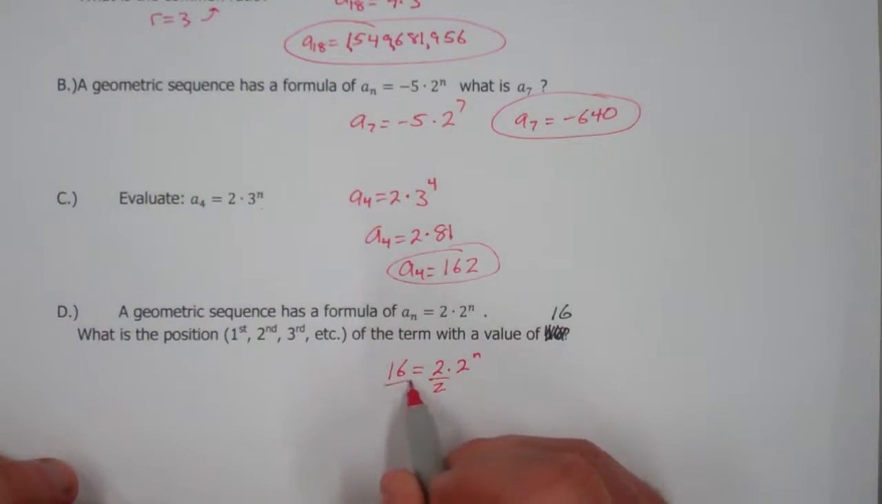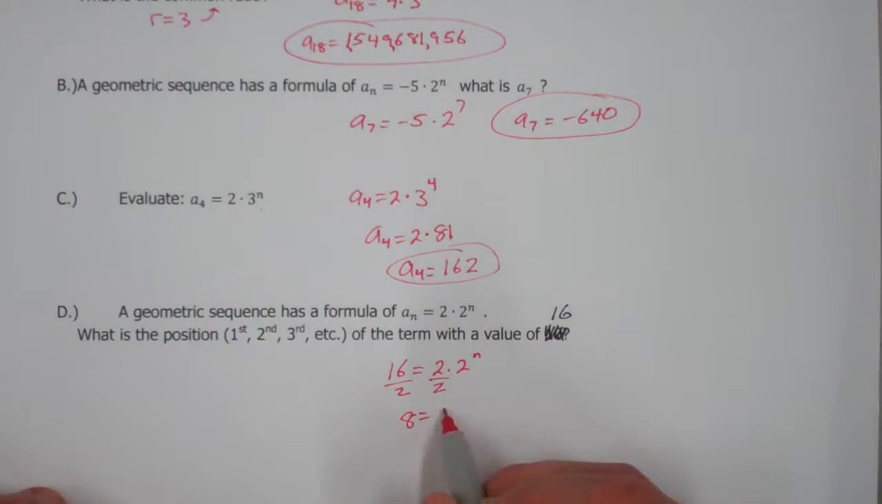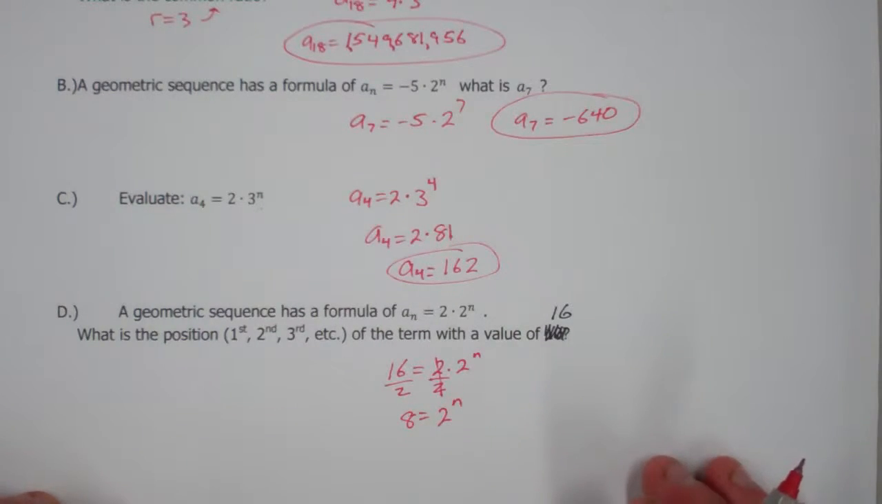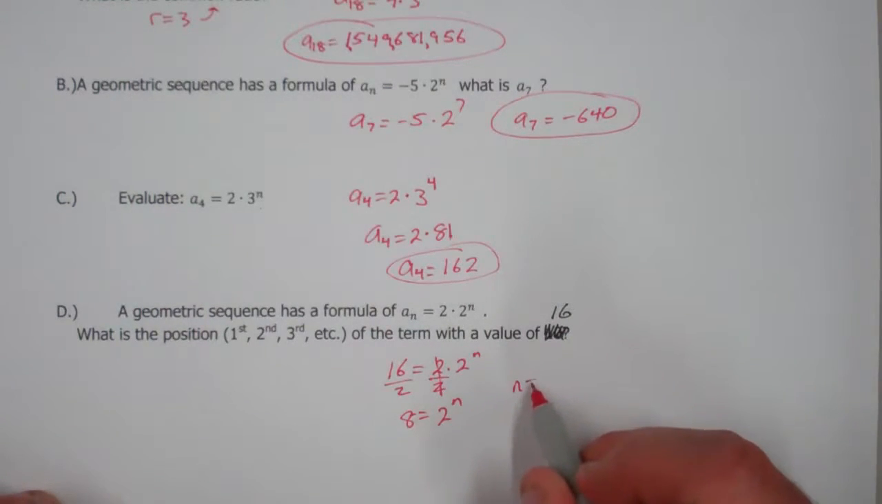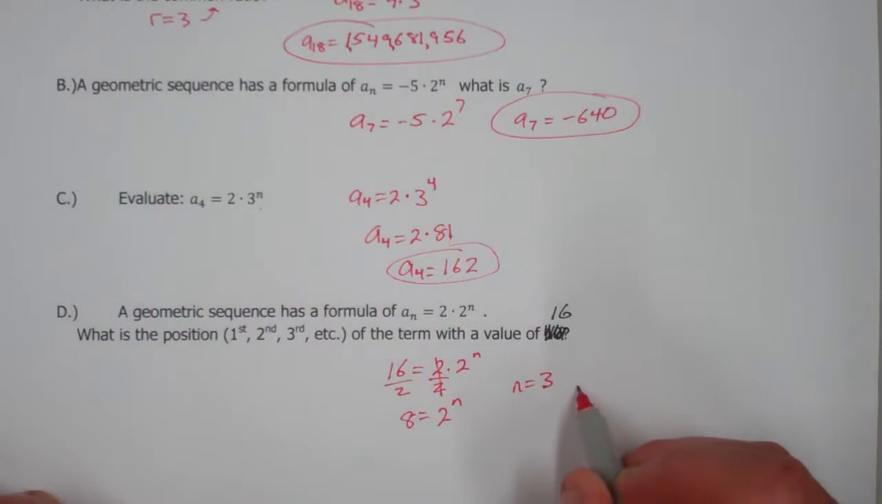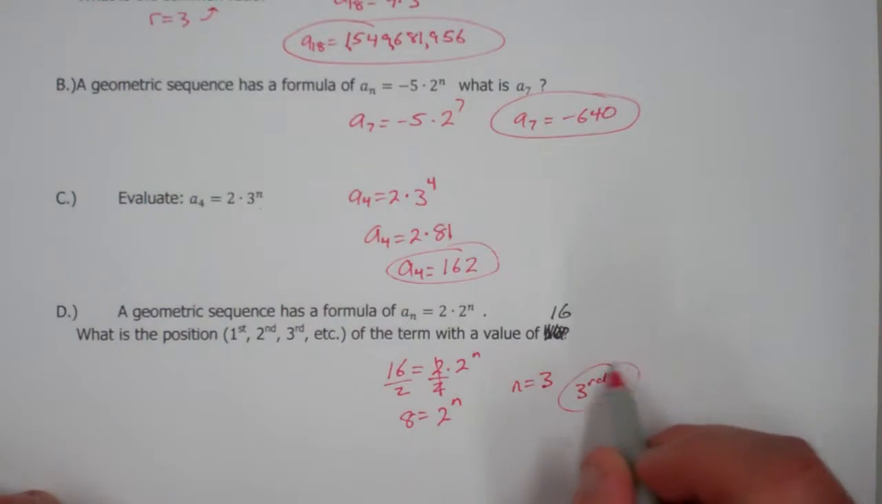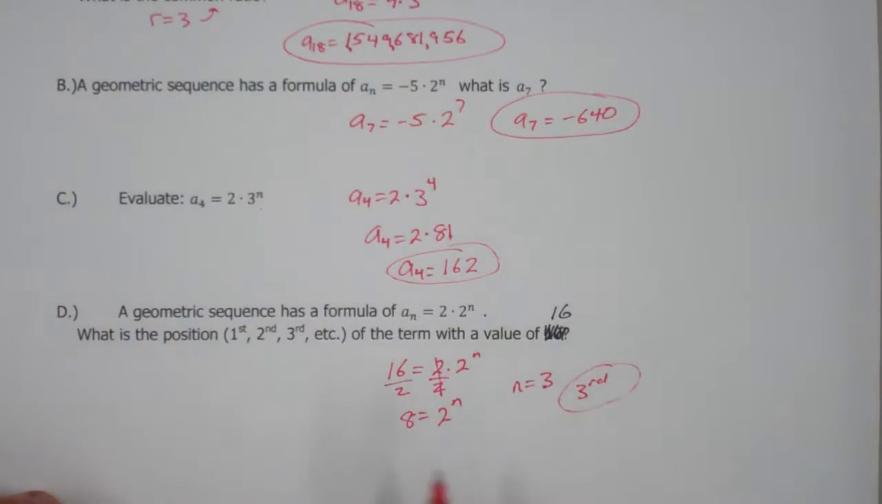Here we can divide by 2. You can treat that like a coefficient, kind of, if you're used to doing that. So that's 1, then we have 2 to the n power. There's a way to solve this using a logarithm, but it's not necessary for what we're doing here. We just have to find a value of n that makes this true. Well, 8 is 2 to the 3rd power, so for this one n must be 3. Or in this case, the value of the 3rd term is 16, and we want to know that position, so we've got the 3rd.